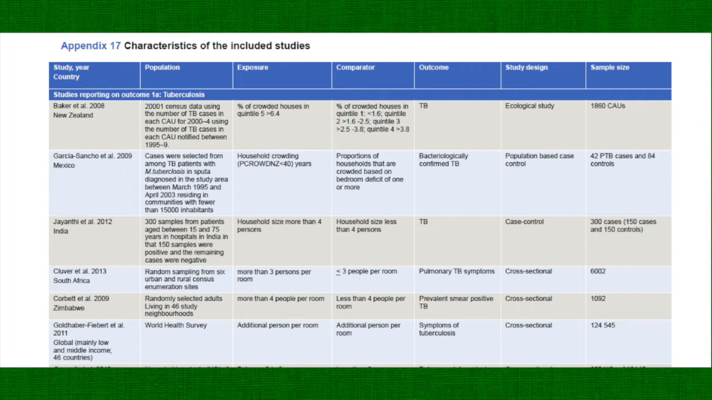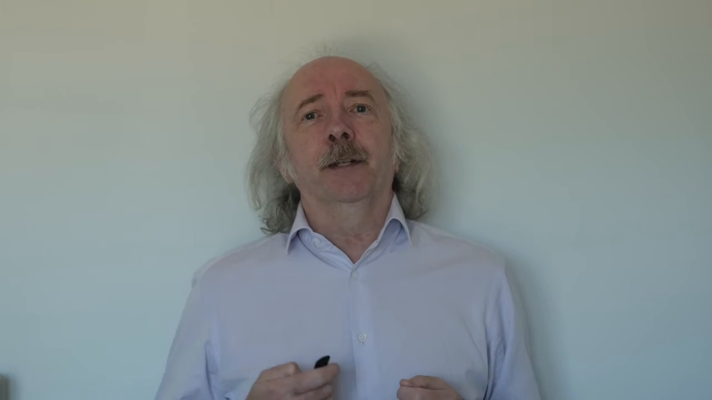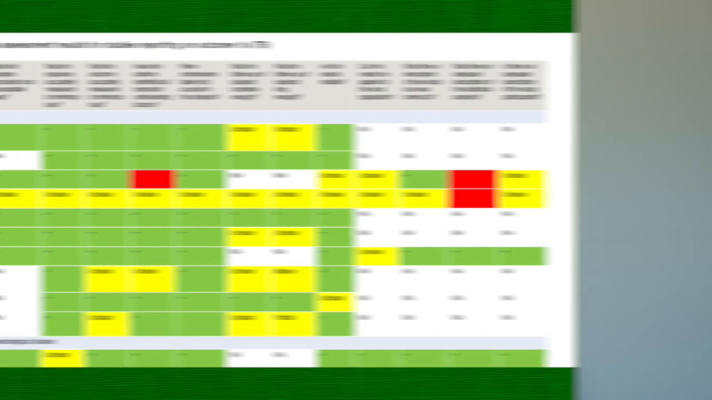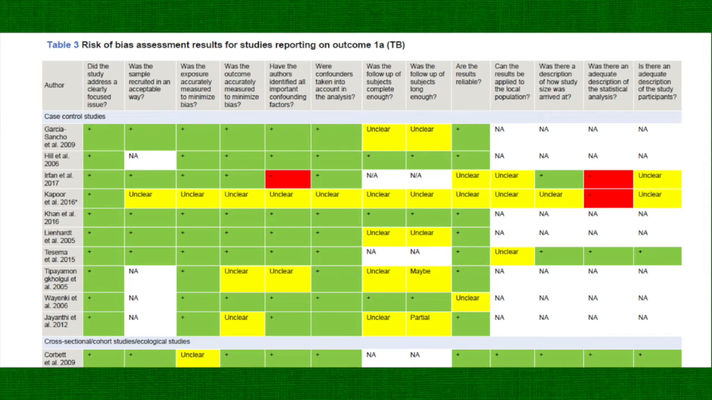So data is extracted to describe each of the studies, to provide a summary of each of the studies. The risk of bias in the studies, and these studies range from cohort studies, case control studies, cross-sectional studies, ecological studies, some randomized trials for some of the questions. Risk of bias across a variety of domains was assessed, and then a traffic light system being used.